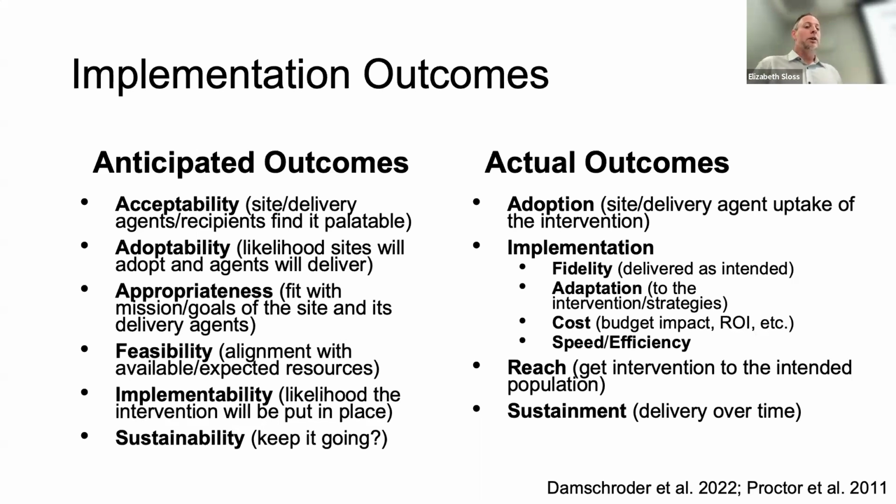Adoptability. So this is the likelihood that sites and delivery agents will adopt and deliver a particular thing. We also have the appropriateness, which is often overlooked, but it can be really relevant to certain things. And I'll actually talk about this in one of the examples today. This is really the fit with the mission and goals of a site and its delivery agents, right? It also has to do with your expectation about what kind of service you get as a patient or a recipient of interventions in a particular setting.